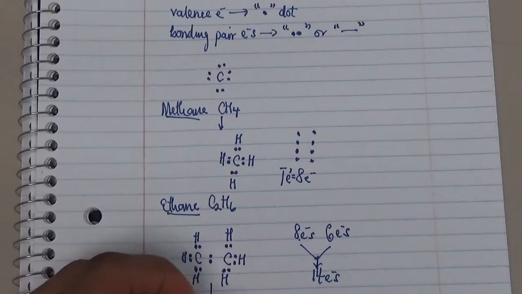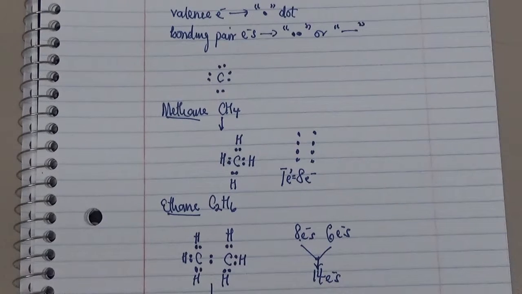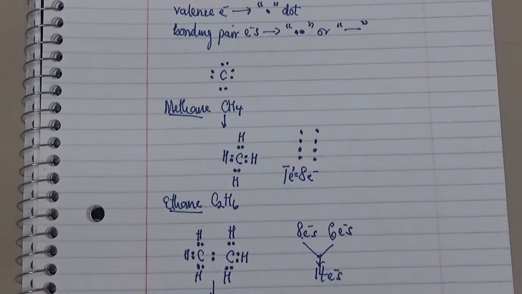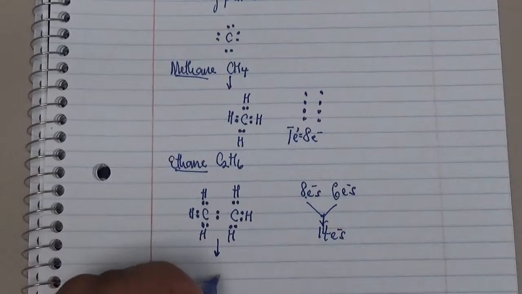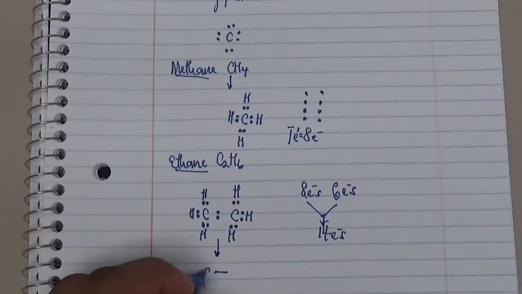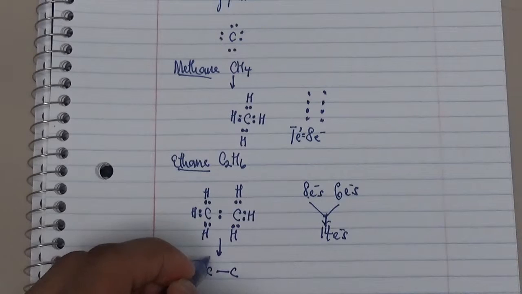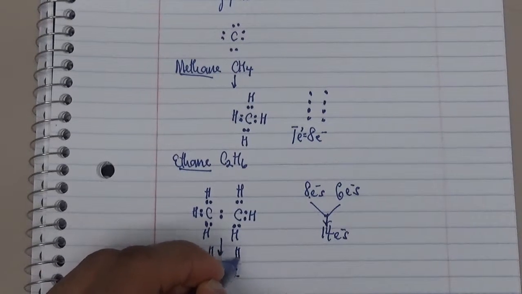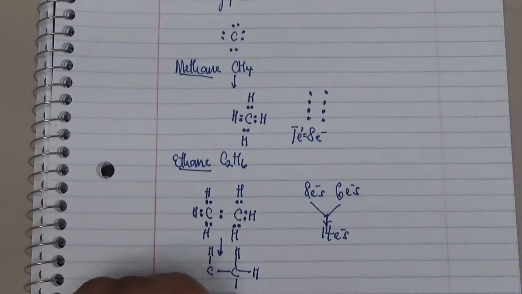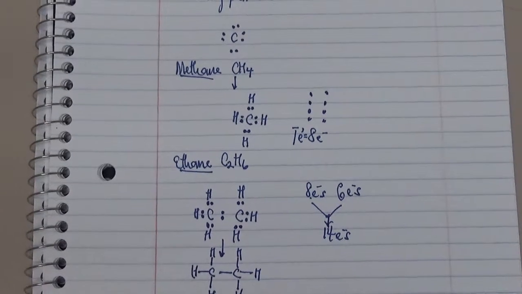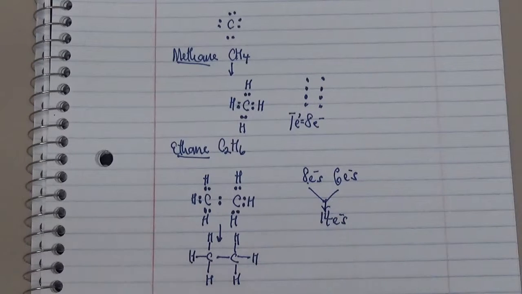Now if we proceed further by introducing the dashes to reveal the bonding pairs, what you realize is that you have a dash between the carbon atoms, and then you have hydrogen, hydrogen, hydrogen, hydrogen, hydrogen, hydrogen. So this over here is the molecular structure of ethane, and that is about it for ethane.